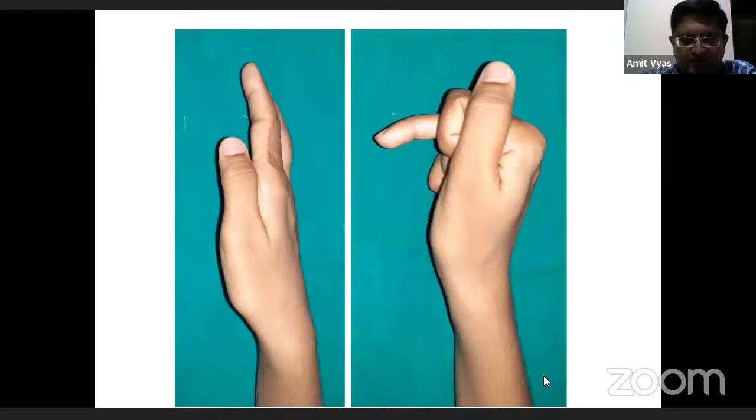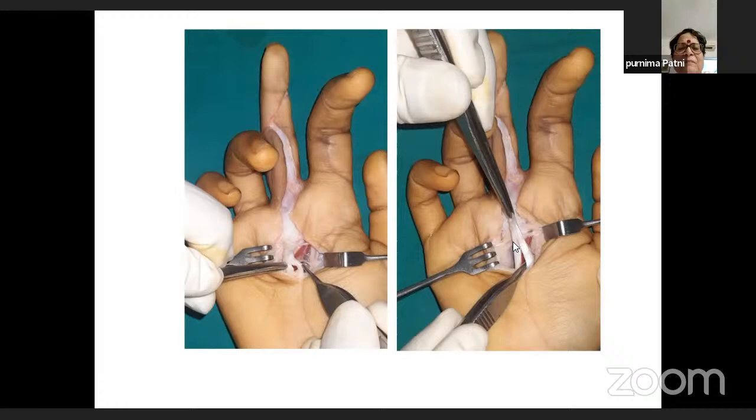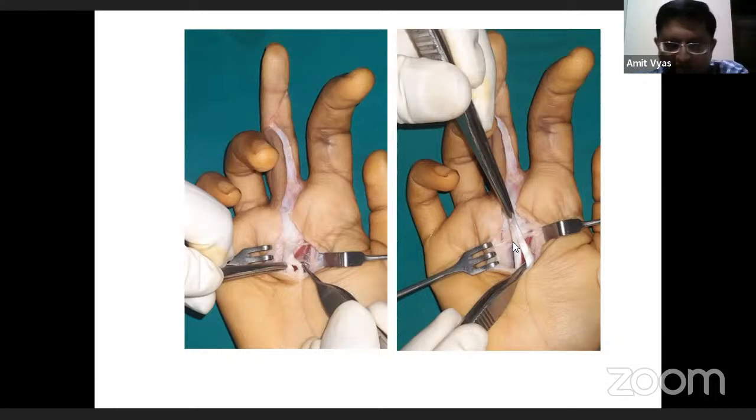So basically, I attempted the flexor tendon reconstruction, and initially I planned a two-stage reconstruction. Initially I thought I will do the pulley reconstruction and silicone rod, and then in the second stage I will do the graft. But when I explored it, I found that the FDS and FDP were adherent to each other, and for 4 years they had united well.